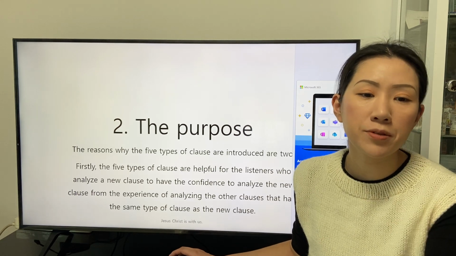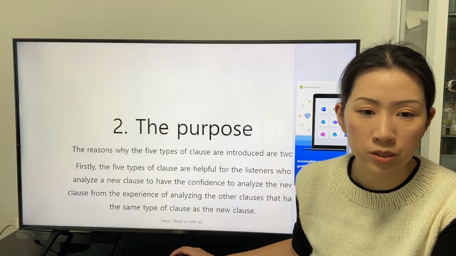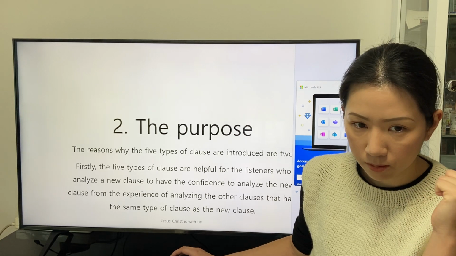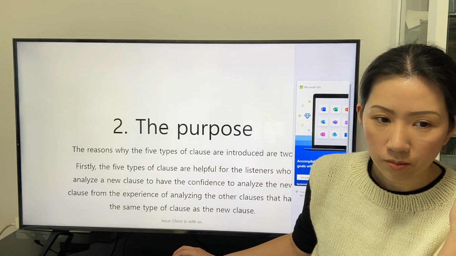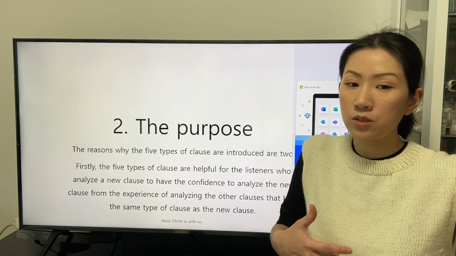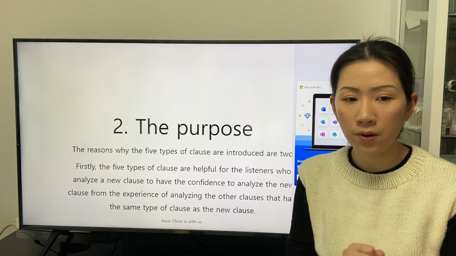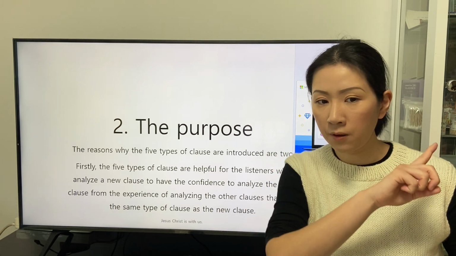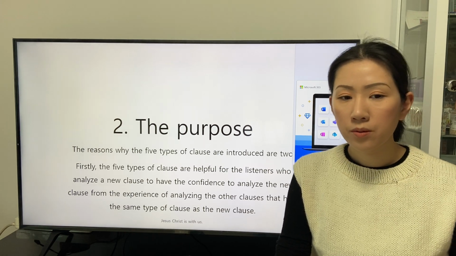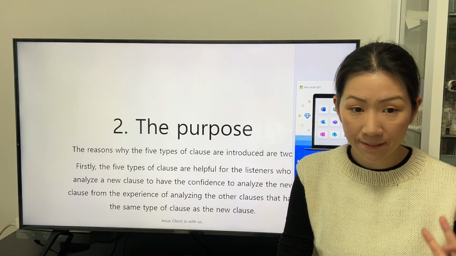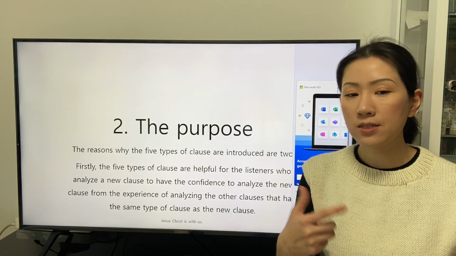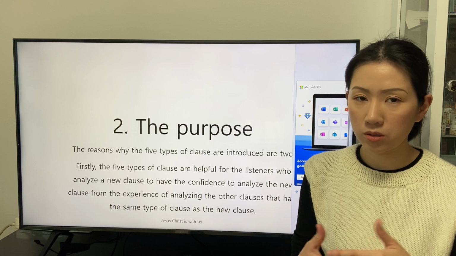Firstly, the 5 types of clause are helpful for the listeners who want to analyze a new clause, to have the confidence to analyze the new clause from the experience of analyzing the other clauses that have the same type of clause as the new clause.